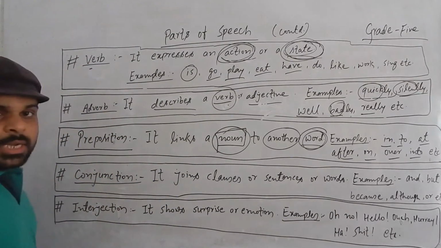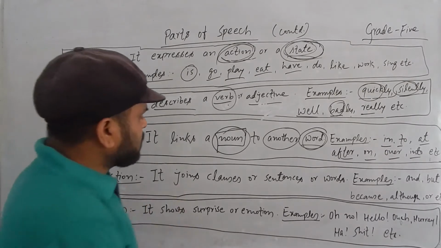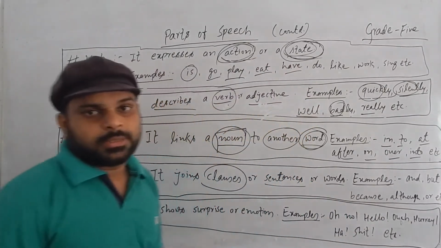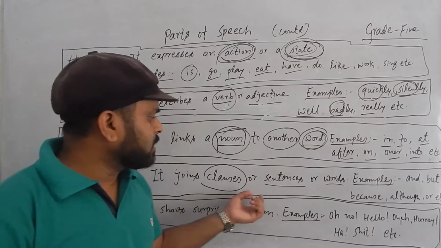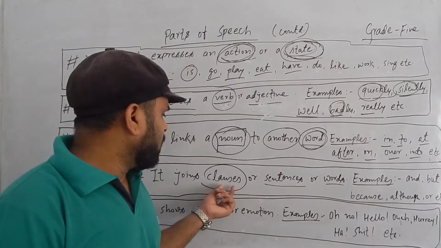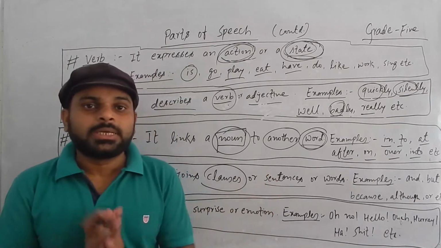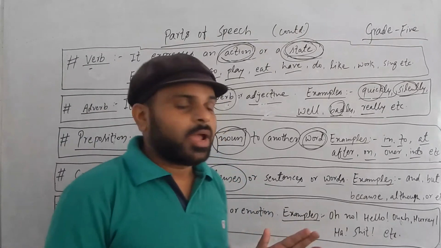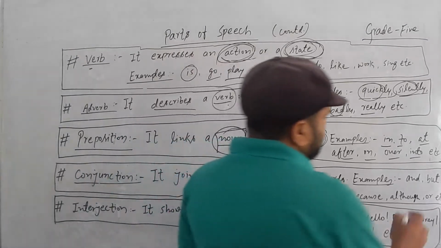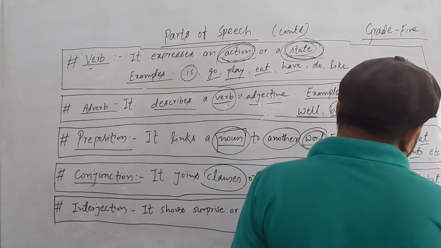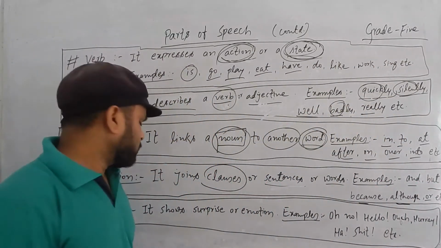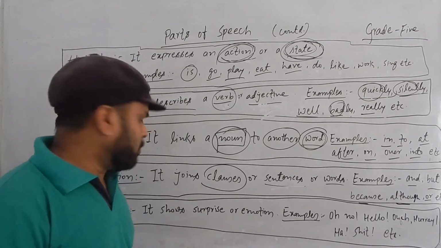Conjunction. What is conjunction? It joins clauses, sentences or words. A clause is a group of words that gives you complete sense, complete meaning. Examples: and, but, because, although, or, etc. There are many more. We'll be doing them in the exercises, don't worry.